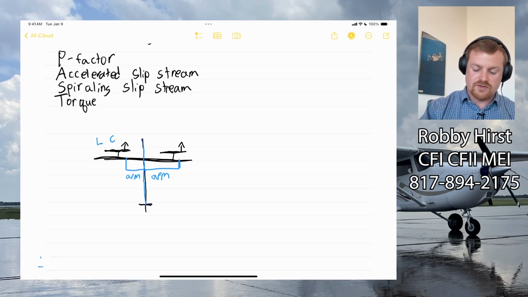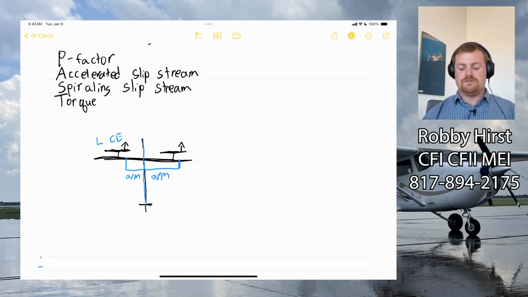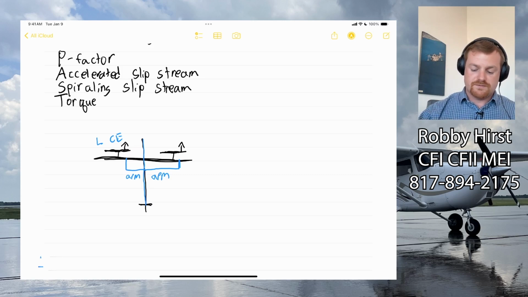I'm just going to do CE for critical engine. Because if we lost that left engine, that right engine is going to try to yaw us more than if we had lost our right engine, because it's more centered to the aircraft.